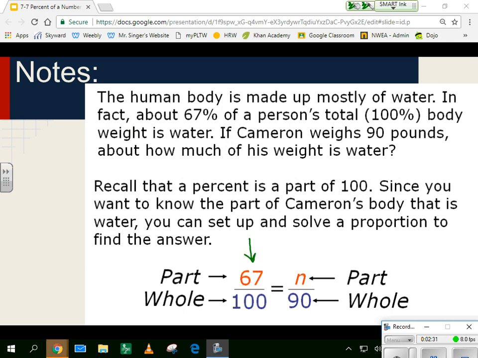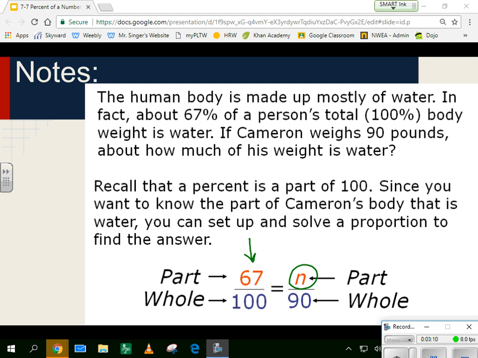So 67 out of 100. How do we get that? Remember, 67 is part of a whole. So 67 is the percentage out of 100. Now on the other side, we have no idea how much he weighs in water, but we do know that Cameron is 90 pounds. So once we set up a proportion like this, you can cross multiply and you'll be able to figure out how much of Cameron's weight is water. So if you want to try solving this and coming to me and seeing if you get it right, give it a shot. There may be a reward in it for you before moving on.